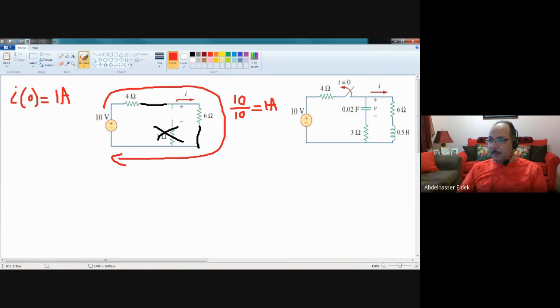And V of 0 is the voltage between these two points here. But since you don't have any voltage here, you can say that it is the same point, or you can just leave it like this, as you like. There's no difference between them. So actually you are calculating the voltage between this one and this one here, which is the voltage across the 6 ohm.